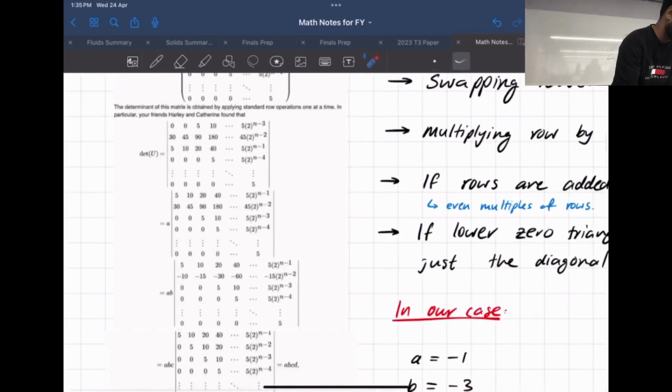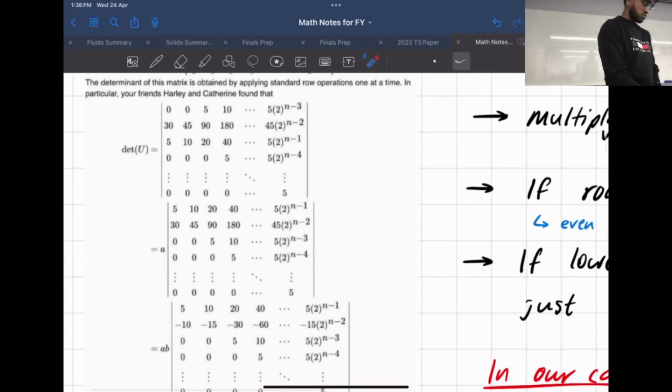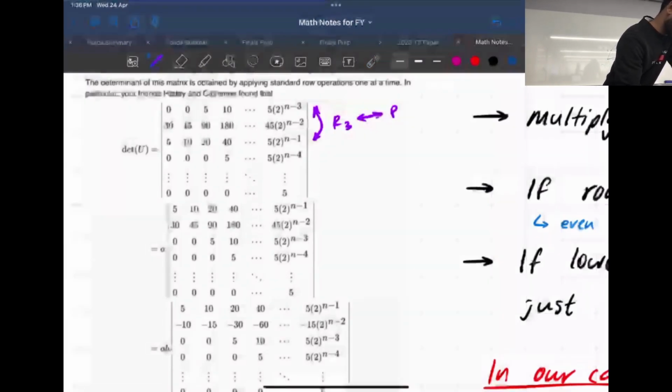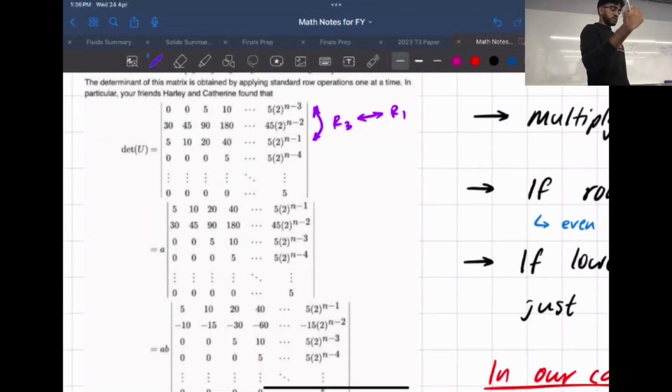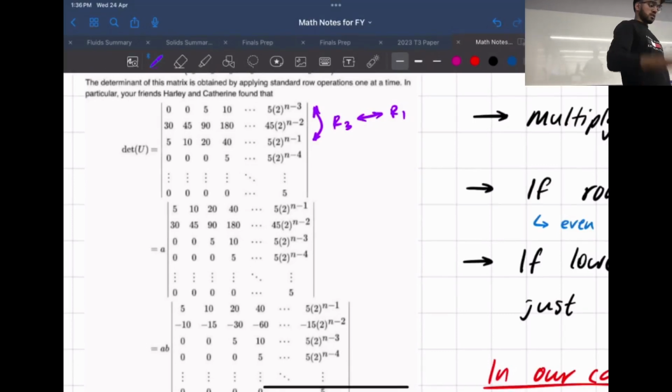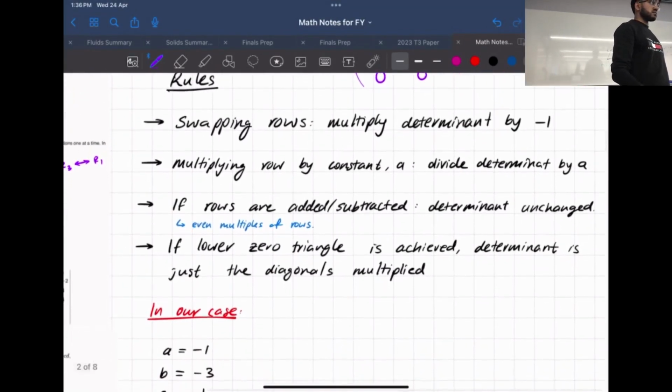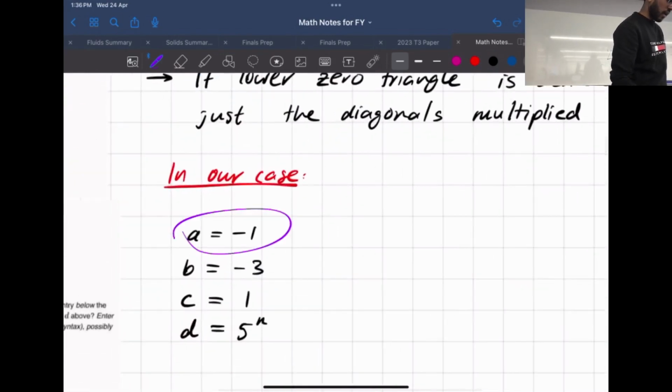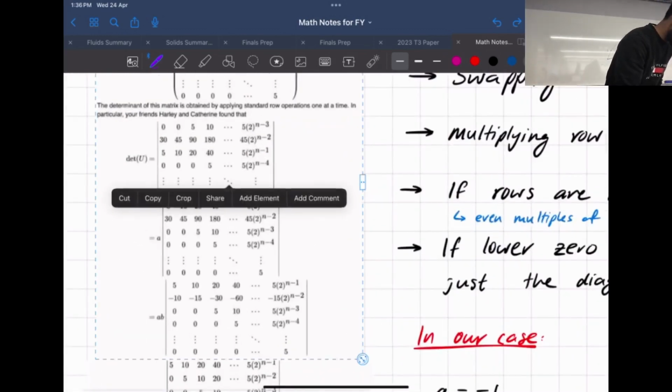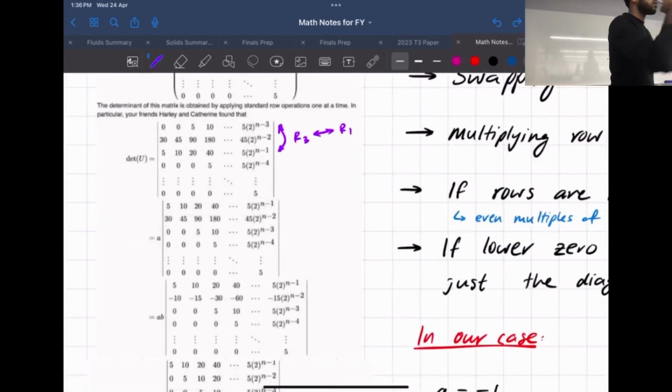So in our case, let's analyze what we're doing to the matrix. To get from this to this, what are we doing? What do we see? Are we swapping rows? Are we adding rows? Multiplying? What are we doing? Swapping rows, right? So we're swapping our first and third row over here and here. So we're doing R3 to R1. What does that do to the determinant? How does it affect it? Yeah, we multiply by -1. So in our case, our A will be -1 because we are multiplying our determinant by -1.